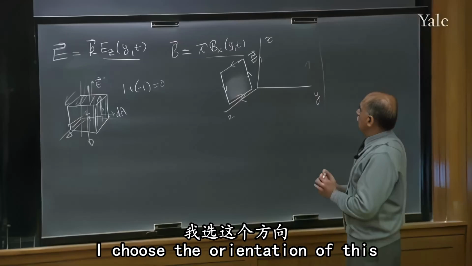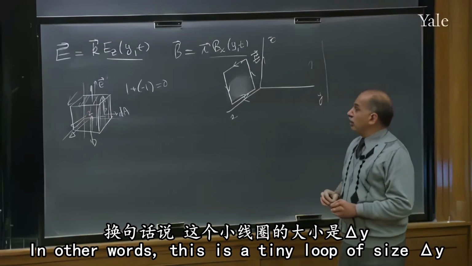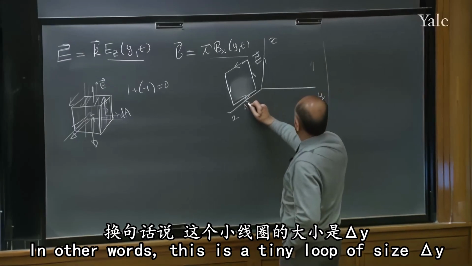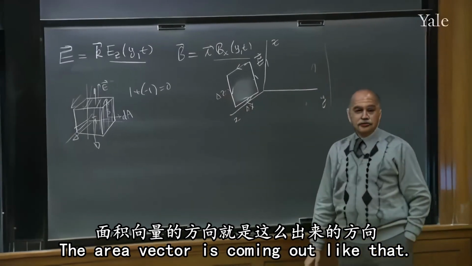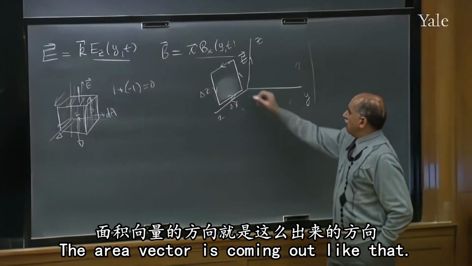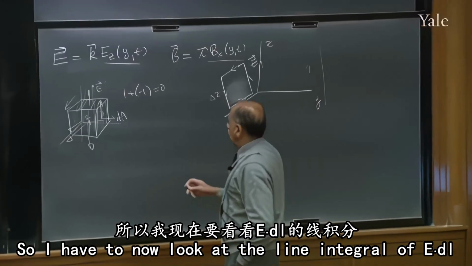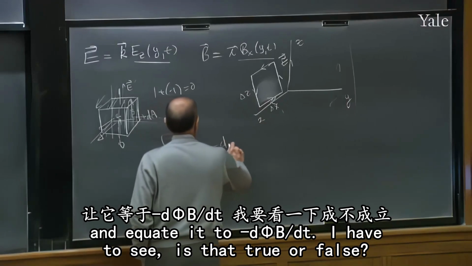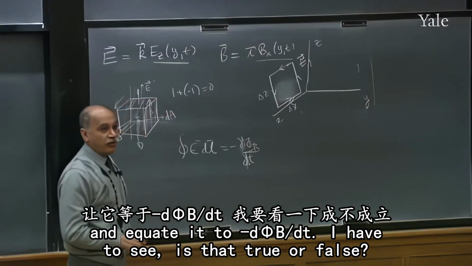And I choose the orientation of this so that if I do the right-hand rule, the area vector is pointing in the positive y direction. In other words, this is a tiny loop of size delta x this way and delta z that way, and the area vector is coming out like that. So I have to now look at the line integral of E dot dl and equate it to minus d phi B dt. I have to see, is that true or false?